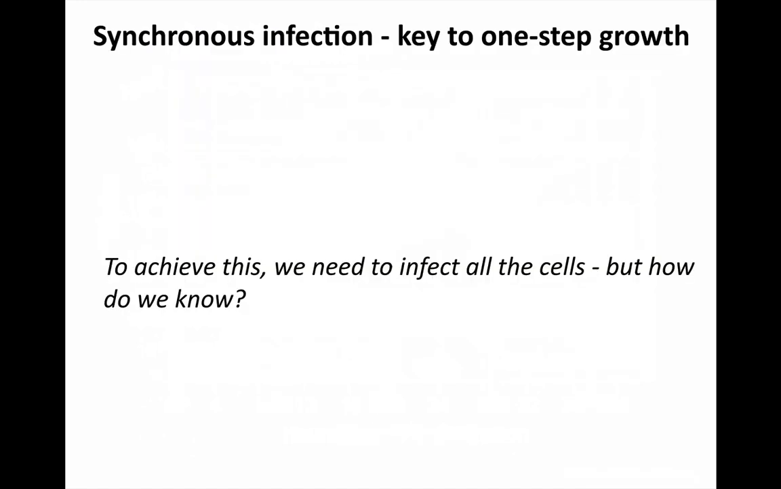Now, to do a one-step growth curve, only one step, not multi-step, you have to infect all the cells. How do we know that we've got all the cells infected? Now, I told you how you can measure virus infectivity, say, by a plaque assay. But if I gave you a plate of 1,000,000 cells and I said, put enough virus on this to infect all of them, how much would you add?